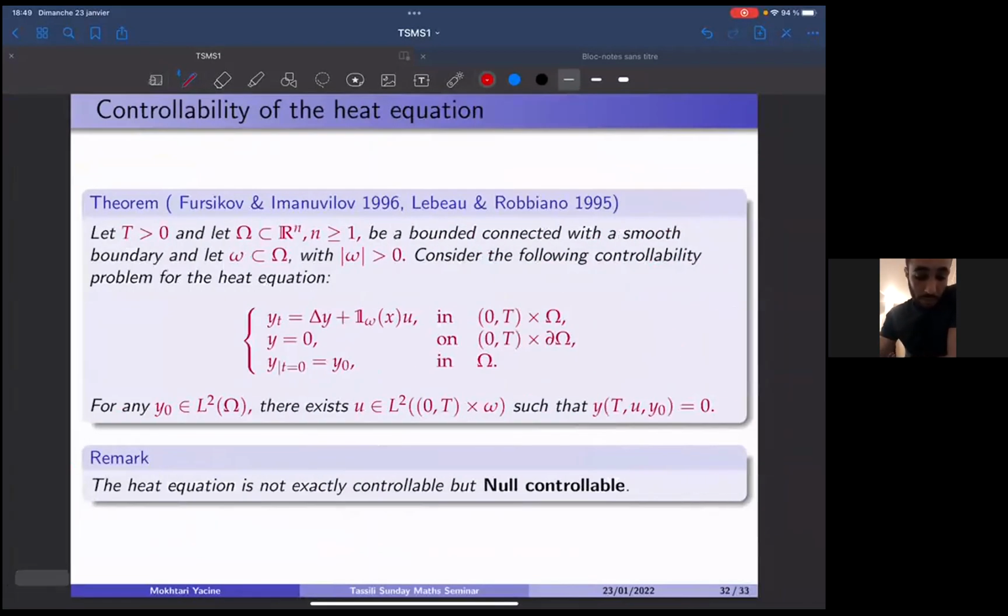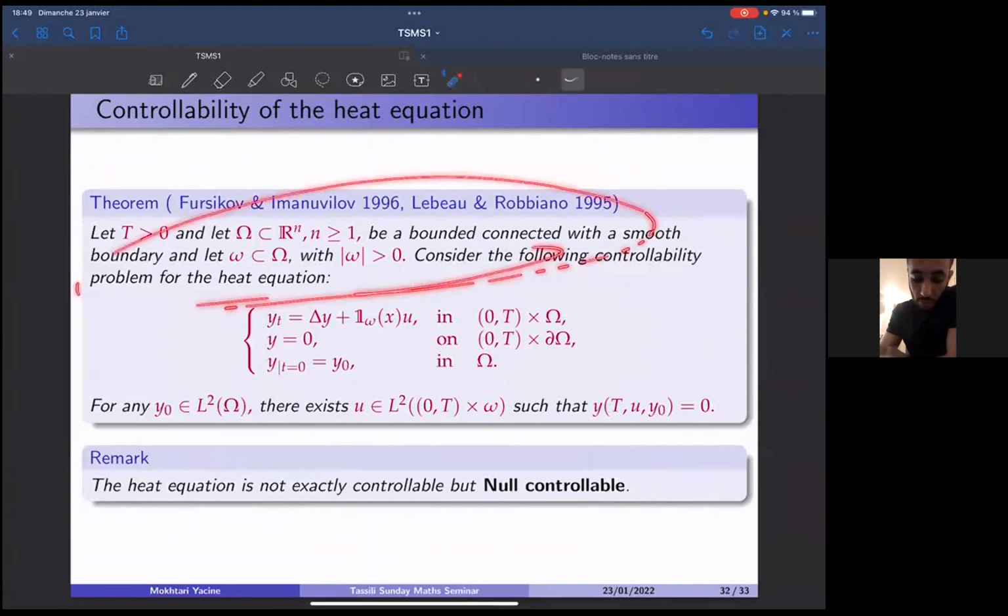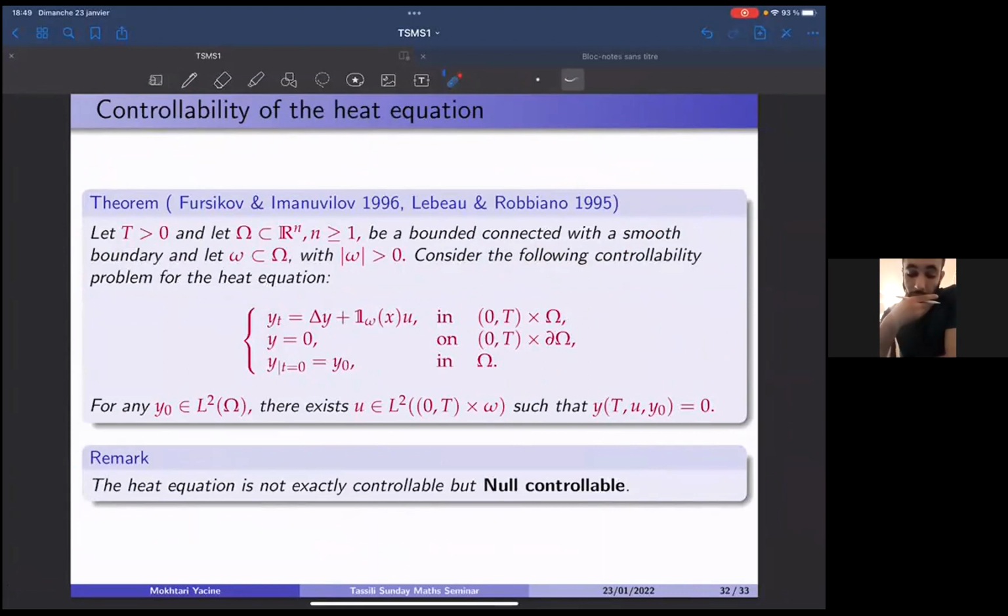I will finish this first part of the talk with the controllability of the heat equation. I will consider the same settings here, and I consider the controllability problem for the heat equation. So there is just one derivative with respect to time. This was an open problem till 95 and 96, when this question was answered by both the Russian school and the French school. They proved that for y0 in this L2 space, the energy space, there exists U such that y(T, U, y0) equals 0. So the heat equation is not exactly controllable, but it is null controllable. We can reach the state 0 in any time, and there is no minimal time of control for the heat equation.